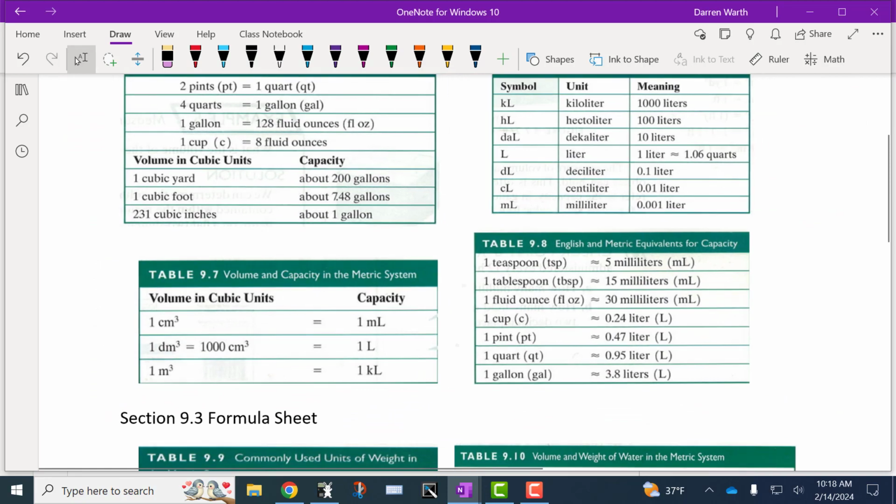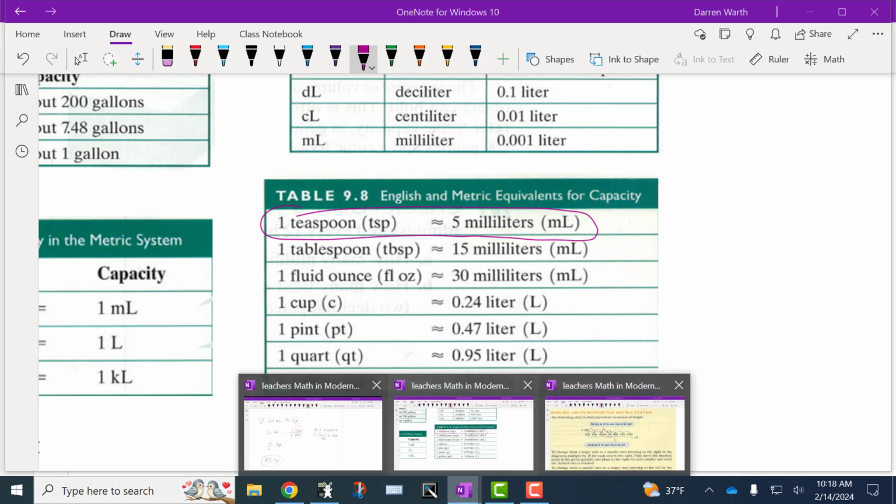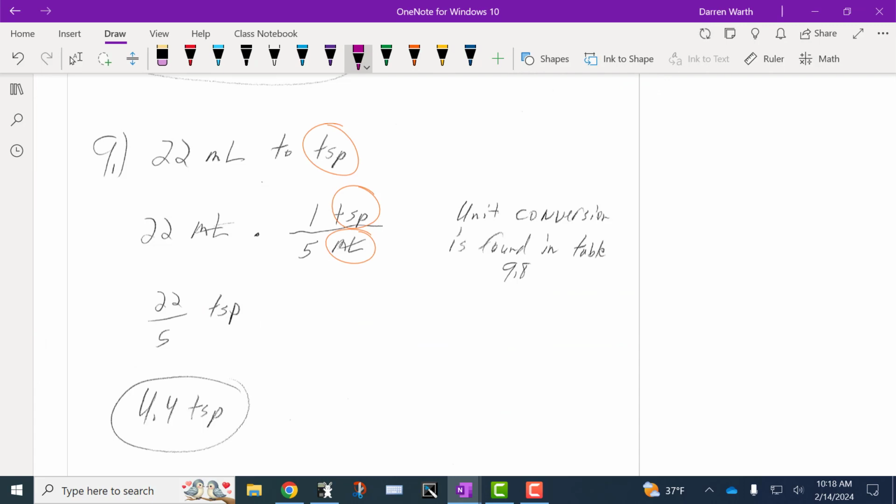And so when you look at table 9.8 right here, table 9.8 says that I have 1 teaspoon is equal to about 5 milliliters. Go back to your problem and go ahead and fill that in. So next to the teaspoon, I'm going to put a 1. And next to the milliliters, I'm going to put a 5.